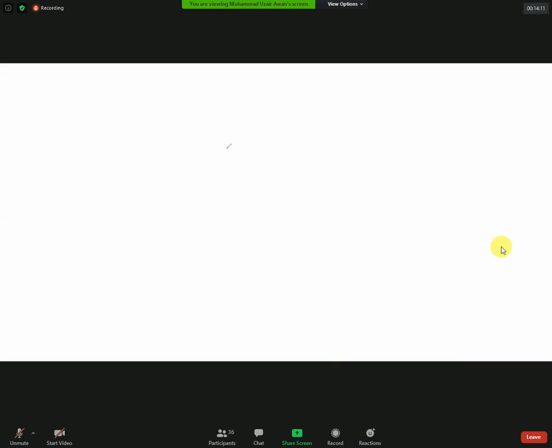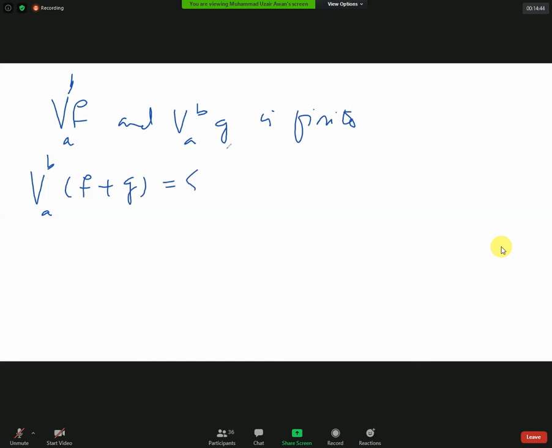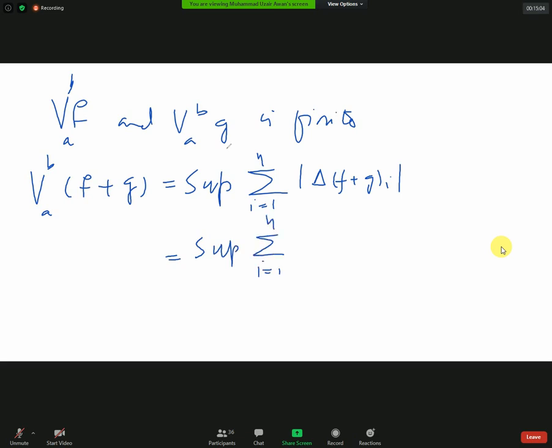Let P be a partition of [a, b]. We are also given that f and g are functions of bounded variations, which means that the total variation of f from a to b and the total variation of g from a to b are finite. Only then will they be functions of bounded variations. So first we do the plus part: V a to b of f plus g will be equal to the supremum of the summation i equal to 1 to n of del (f plus g) i, which will be equal to the supremum of the summation i equal to 1 to n of del fi plus del gi.